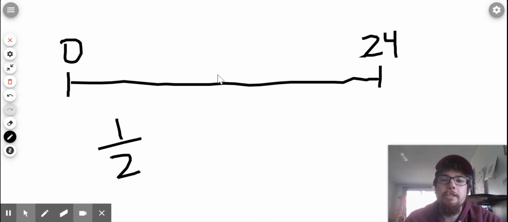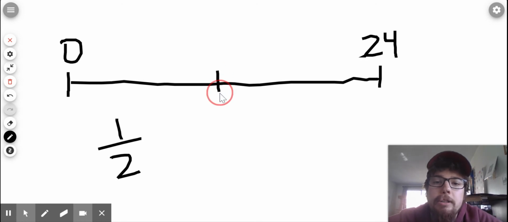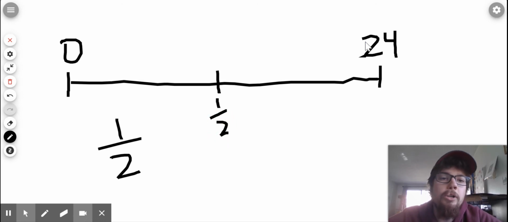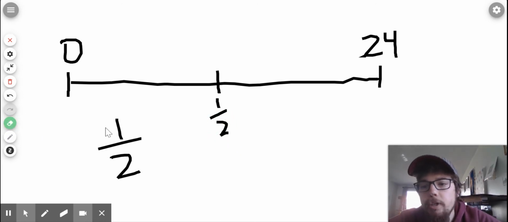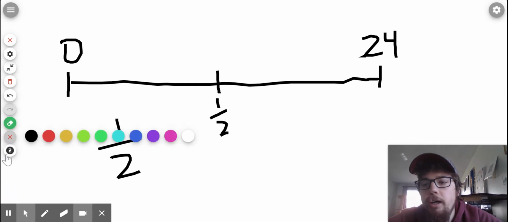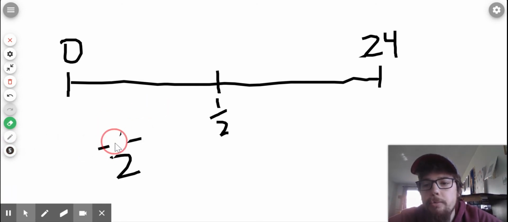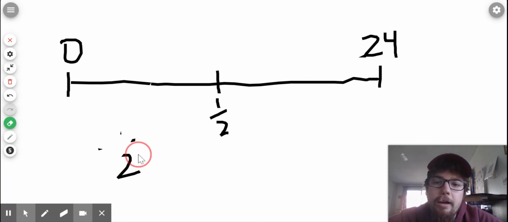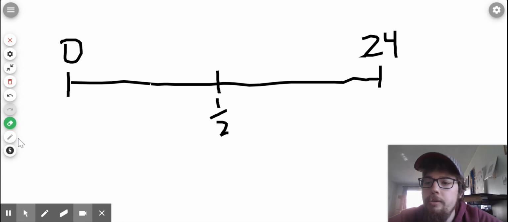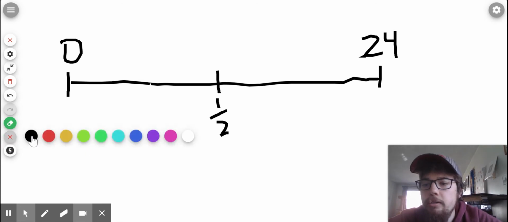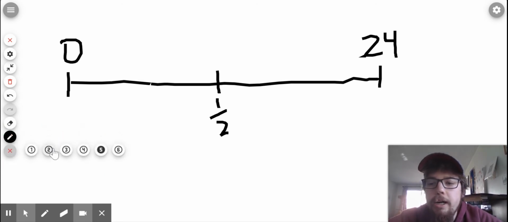So to figure this out, 1/2 is going to be here. Okay, so this is going to be 1/2. To figure out what number is above this, we can use division. So if we want to figure out, let's make this eraser bigger. If we want to figure out what 1/2 of 24 is, we can use division and divide by 2.